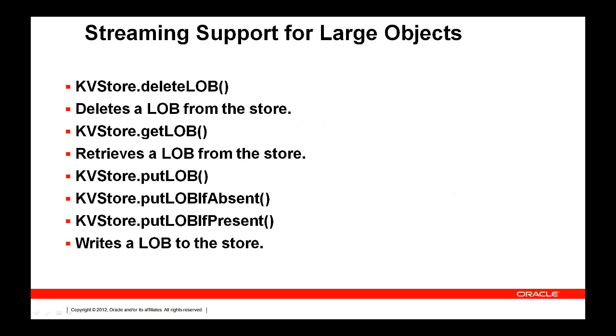New methods were created off the KV store handle. Going through the slide, the delete LOB method deletes a large object from the store. The get LOB method will retrieve a large object from the store. The put LOB method and friends, if absent, if present, will write a large object to the store. The result of using this approach is that the smaller chunks can be stored across the KV store, multiple shards, depending on size. With the stream, you never need to materialize the entire object if you don't need it.